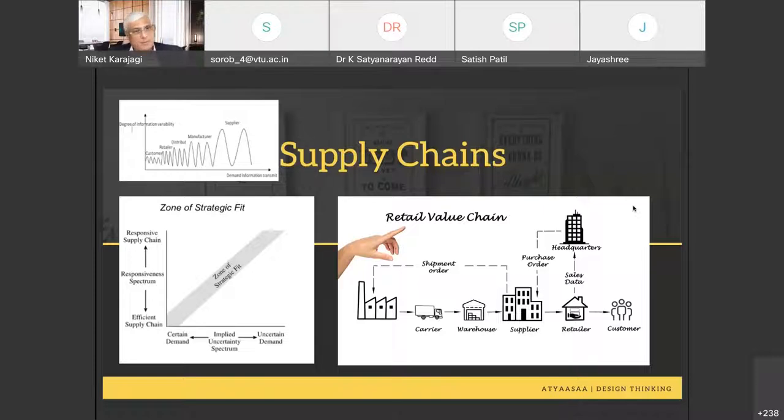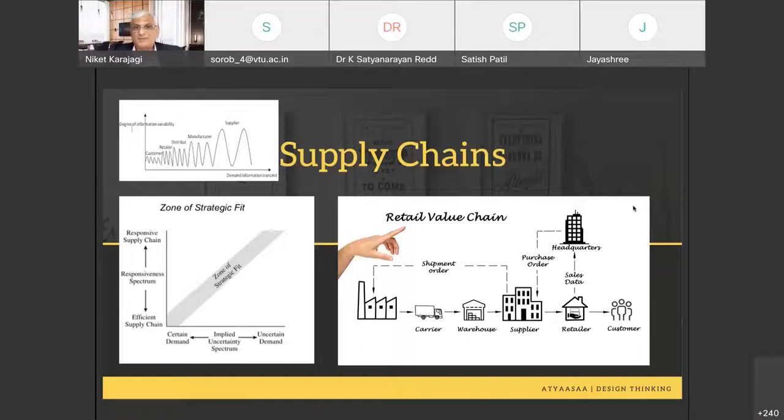Let's come back to the tangible part of the supply chains. If you look at the supply chain on the right-hand side in the picture there, the supply chain has headquarters. The supply chain has a factory. The supply chain has transportation, something that Satish extensively dwelled into.